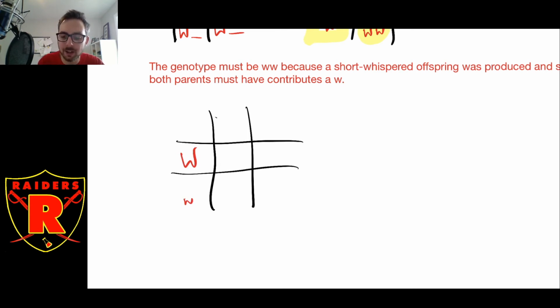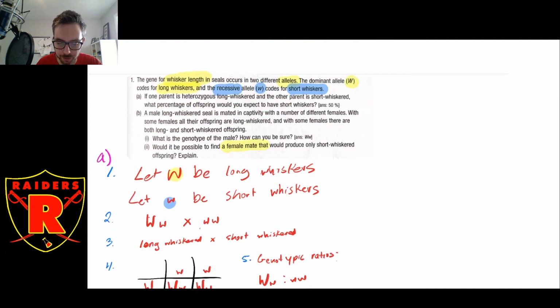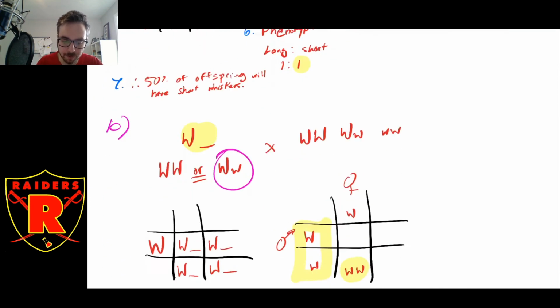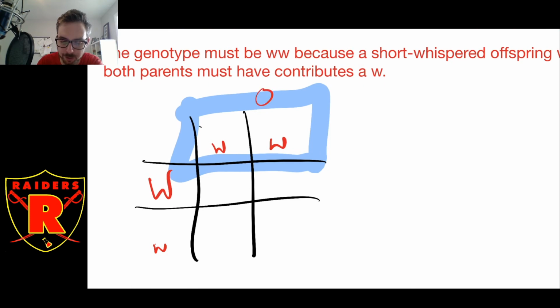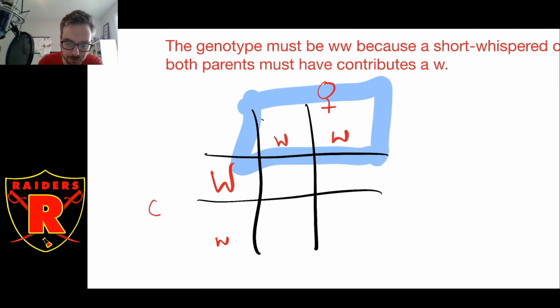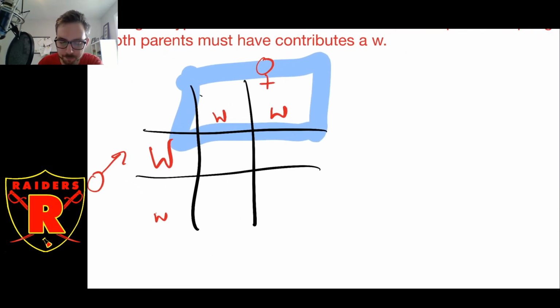Is there any combination of things that you could put in the female up here that could potentially produce only short-whiskered offspring? Okay, let's have a look. Obviously the most likely chance to produce short-whiskered would be to have only short-whiskered alleles, little w, little w. That'd be the most short-whiskered we could possibly make the female in this case. This is the female up here, and this is the male down here. We know this is the male's genotype.